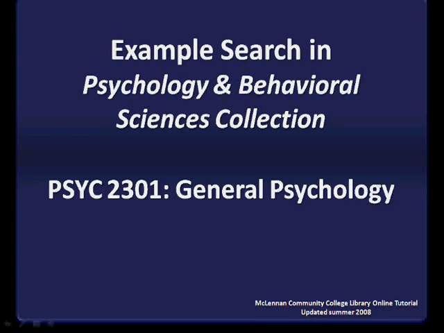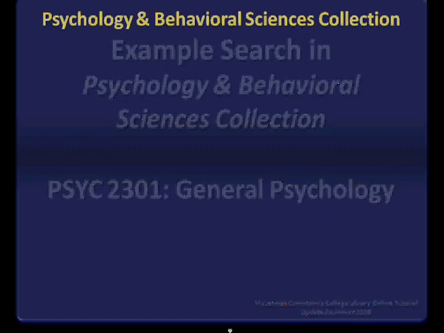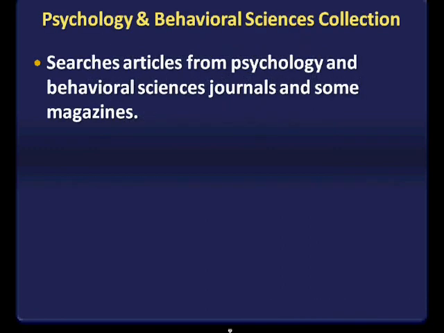This is part 2 in a series of tutorials for Psychology 2301, General Psychology, with an example search in the Psychology and Behavioral Sciences collection. The Psychology and Behavioral Sciences collection, as you'll remember, comes from EBSCO, and it searches for articles from Psychology and Behavioral Sciences journals as well as some magazines, but you will be restricting your search to only journal articles.